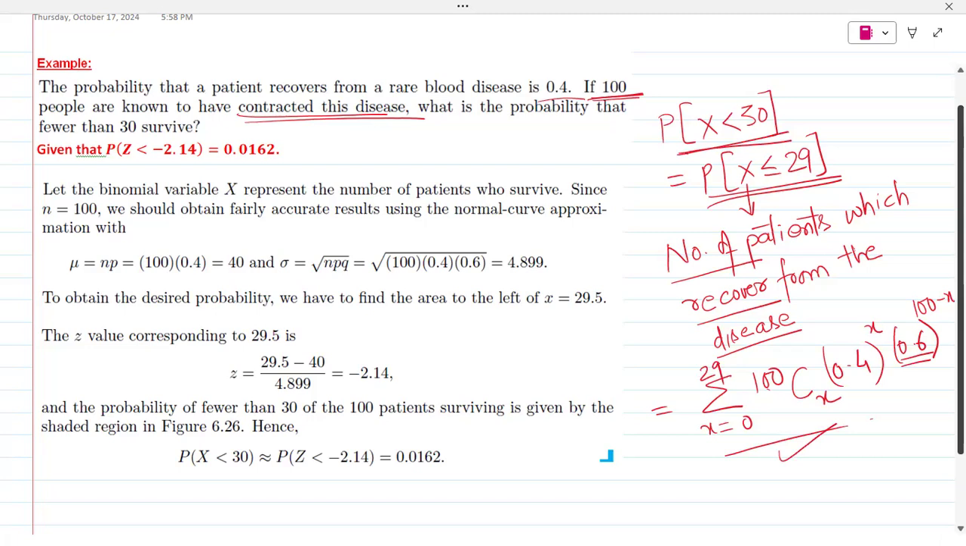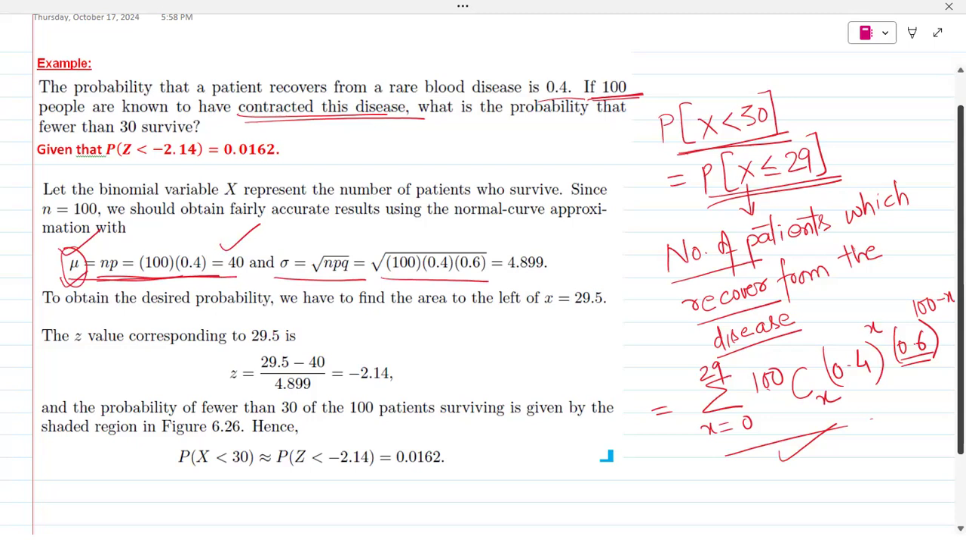So here, what will be mu? mu = np. It is the mean for the normal distribution as well as for the binomial distribution, and this is the standard deviation for both the normal as well as the binomial distribution.